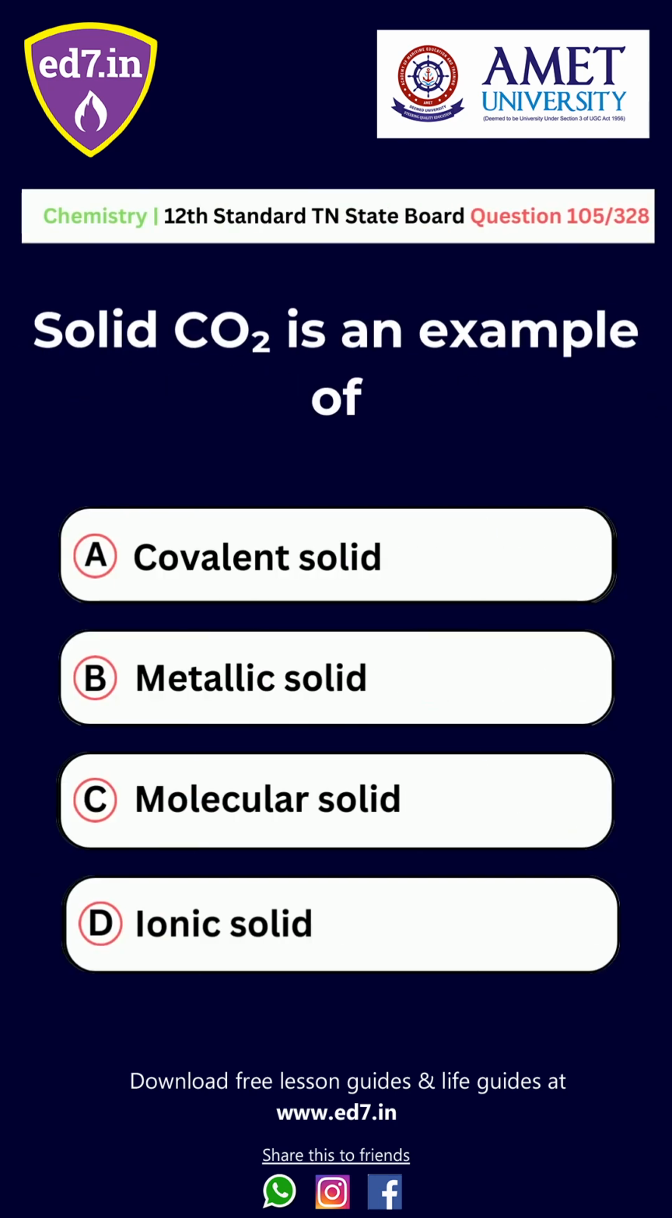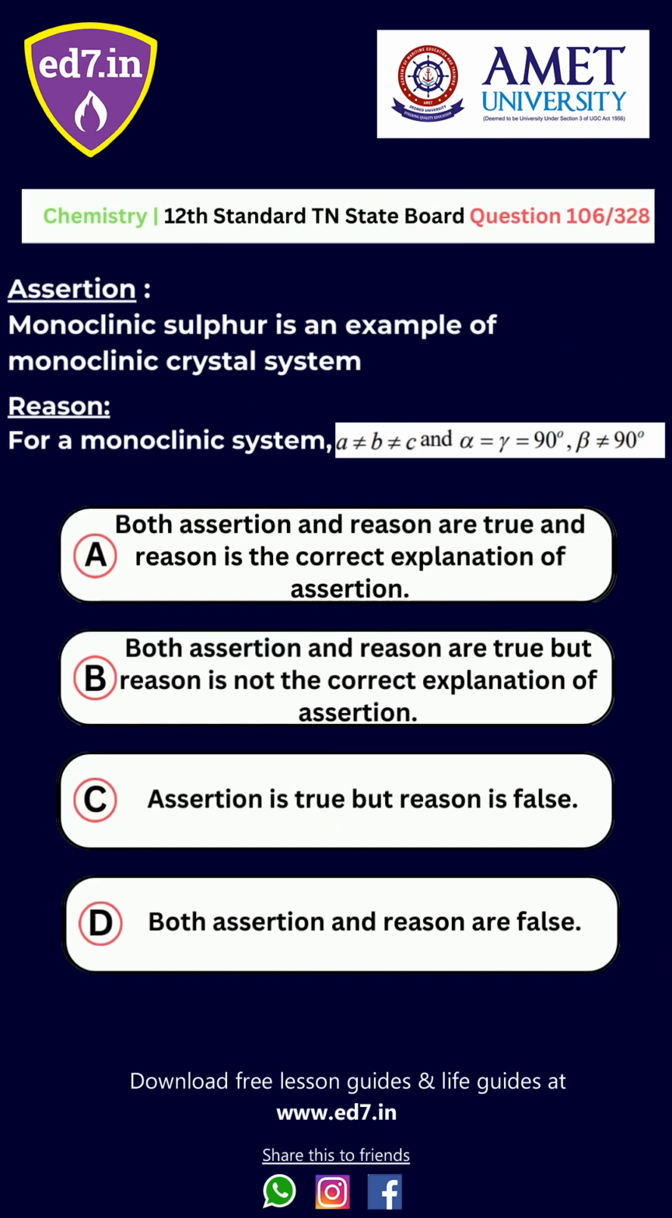Question number 105. Solid CO2 is an example of: option A, covalent solid; option B, metallic solid; option C, molecular solid; option D, ionic solid. The correct option is option C, molecular solid.